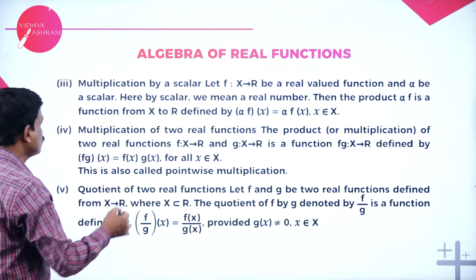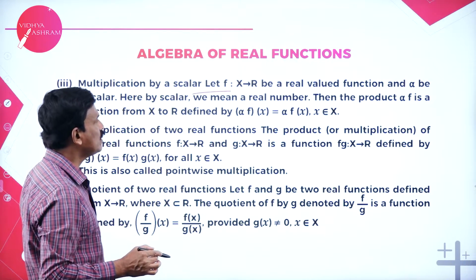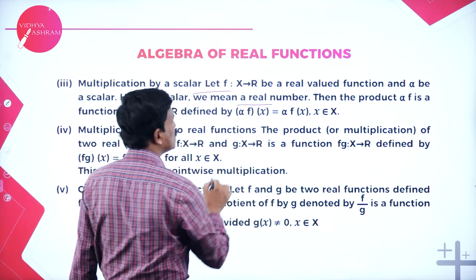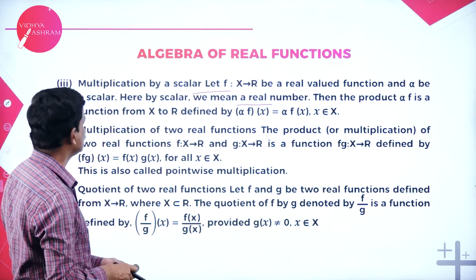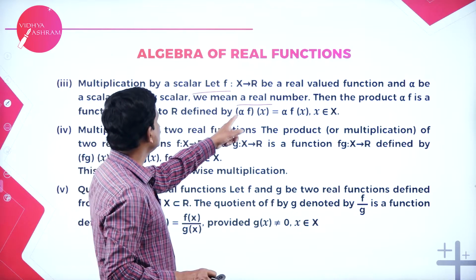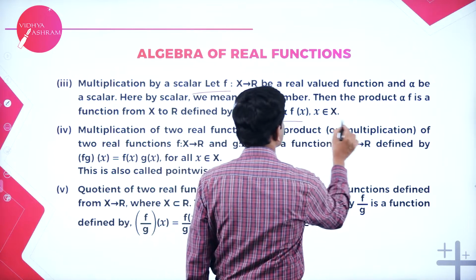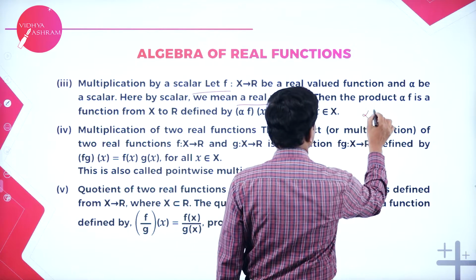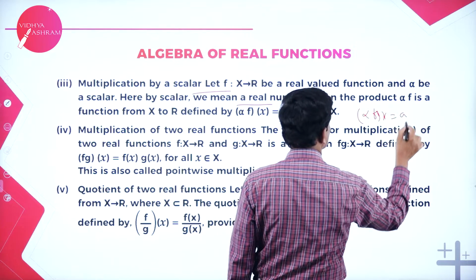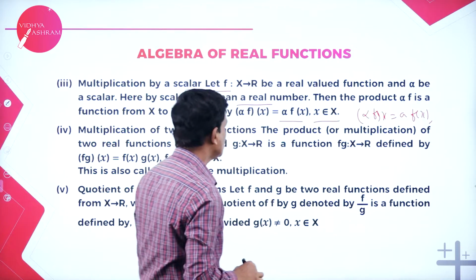Now for multiplication by a scalar quantity, let f from X to R be a real valued function and alpha be a scalar. Then we multiply the function by a scalar quantity, so the function from X to R is defined by (alpha f) of x is equal to a constant multiplied by the function. So alpha into f of x, can be written as alpha times f of x, for all x belongs to real numbers.